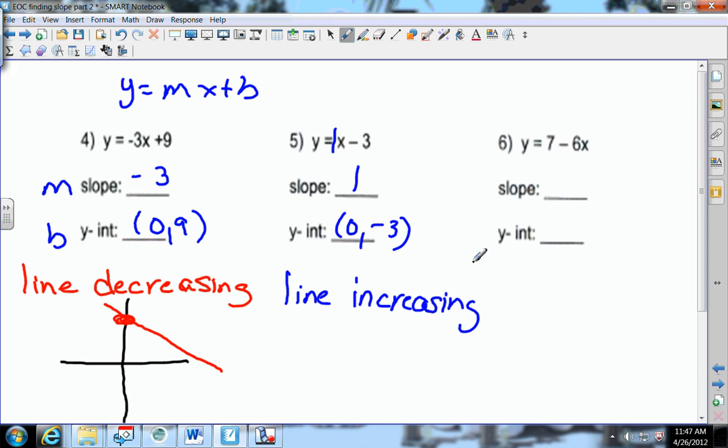Now, I hope you saw in number 6 that you needed to pay attention to this one. The slope is -6. Okay, is the line going to be increasing or decreasing? Decreasing. The line is going to be going down. The y-intercept is 0, 7. Okay.